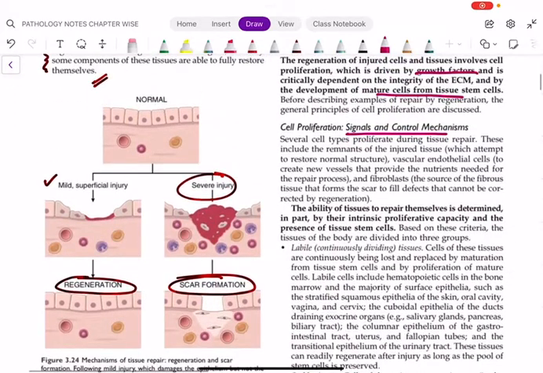So there are some structures which mainly help in this proliferation or signaling, or which produce some growth factors. Number one, vascular endothelial cells, because one of the most important signs of healing is angiogenesis. This is very, very important. What is angiogenesis? Formation of new vessels.